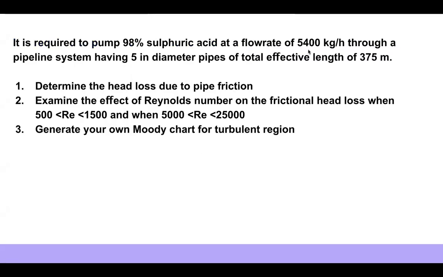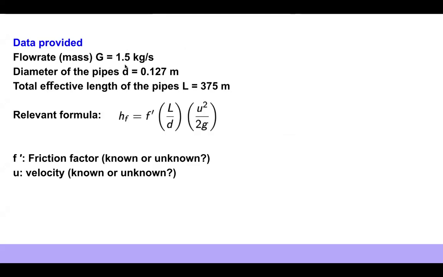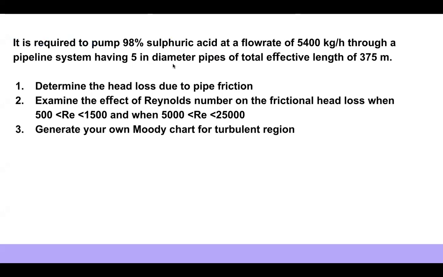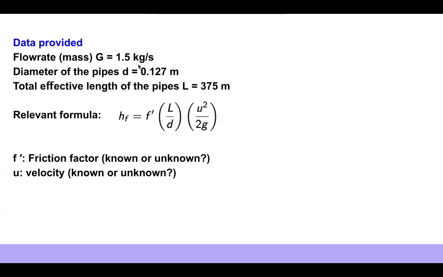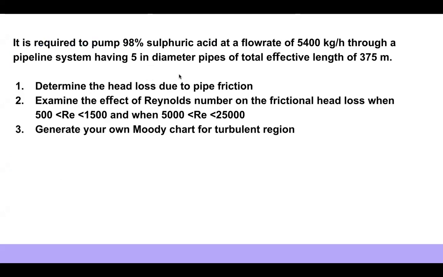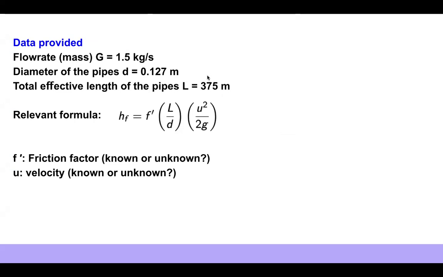So you divide 5,400 by 60, then it becomes 90 kilogram per minute, which has to be again divided by 60. Basically, you divide this quantity by 3,600. When you divide that, you get the mass flow rate G equal to 1.5 kilogram per second. Next, the 5 inch diameter, converted into meters, comes as 0.127 meters. And next is the total effective length of 375 meters. The unit is the same, everything is in the SI unit system, so the length can be kept as 375 meters itself.